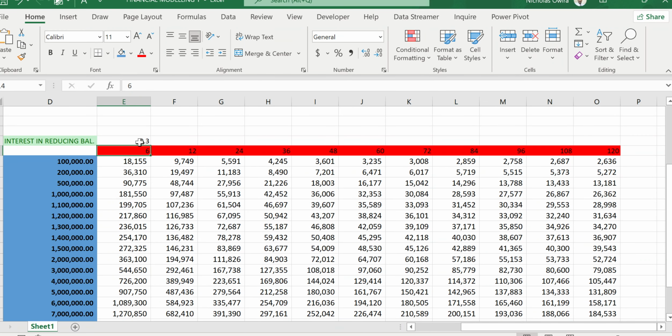again, everything has changed. So this is how easy it is to create the amortization schedule and be able to understand how your loans are moving.